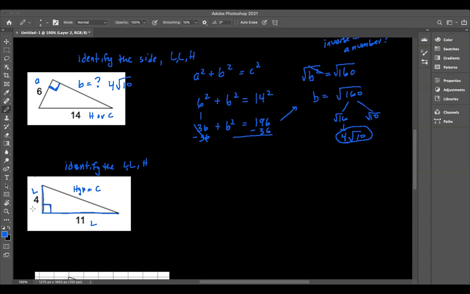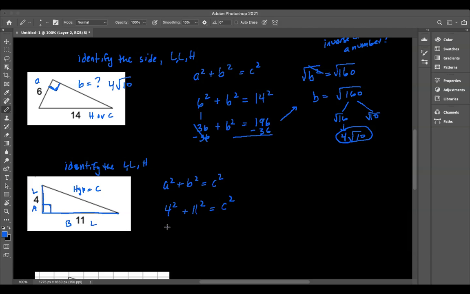And remember we said they're both interchangeable, so this is A, this is B. It doesn't really matter. Okay, so now let's take the equation, let's work with it here. So we have A squared plus B squared equals C squared. Okay, so again, A squared would be 4 squared plus 11 squared equals C squared.